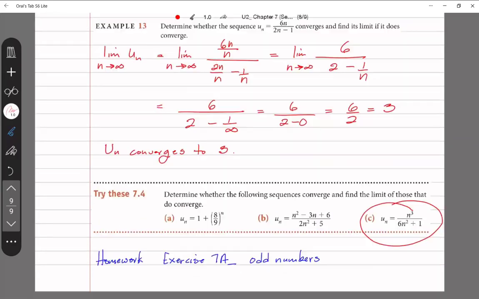All right, for homework, please do exercise 7A. I said odd numbers, but do all questions. Homework exercise 7A, do all questions.